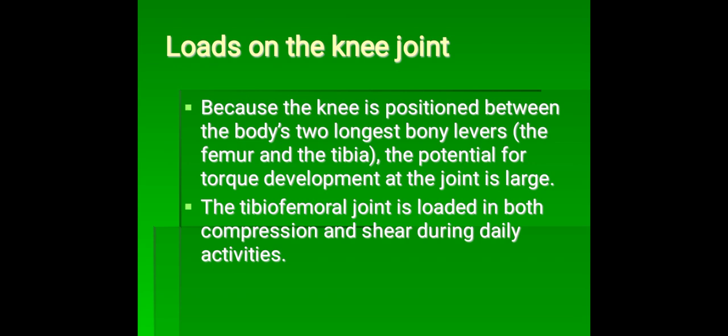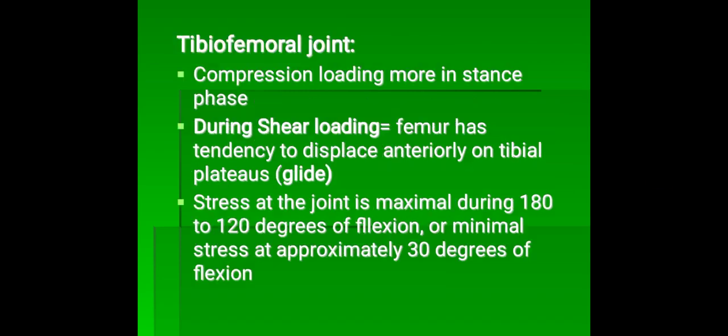Loads on the knee joint. Because the knee is positioned between the body's two longest bony levers, the femur and the tibia, the potential for torque development at the joint is large. The tibiofemoral joint is loaded in both compression and shear forces during daily activities. Tibiofemoral joint forces: compression loading is greater in stance phase, while during shear loading, the femur has a tendency to displace anteriorly on the tibial plateau. Stress at the joint is maximum from 120 to 180 degrees of flexion, and minimal stress is present at approximately 30 degrees of flexion.